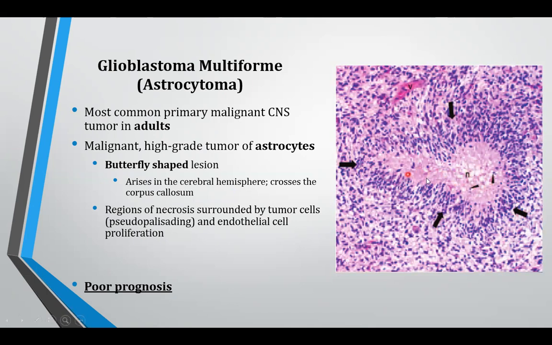Over here, you can see that this is the necrosis, and this is the pseudopalisading formed by the tumor cells, which are astrocytes. We can draw it. Okay. This is the necrotic lesion, and over here you can see that these are the astrocytes forming the fencing around the necrotic lesion or necrotic area. This is the necrotic area, and these are the astrocytes, which are pseudopalisading.